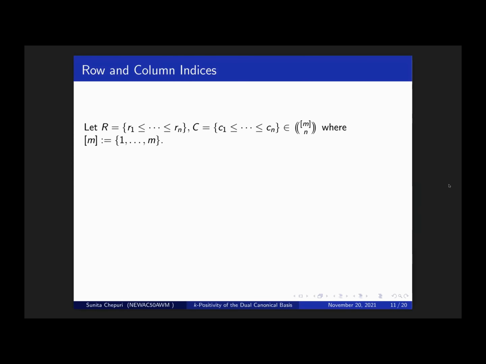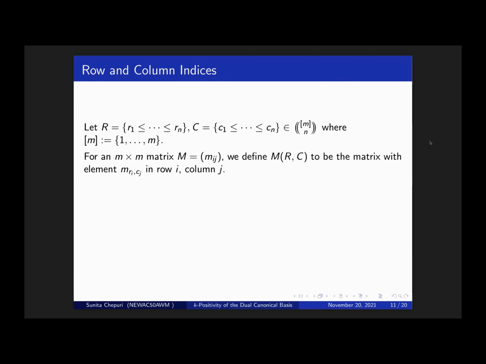Okay, so in order to state the relationship between the Kazhdan-Lusztig immanants and the dual canonical basis, we need some notation. We're going to always let R be an n element multiset of the set 1 through m, where the elements are listed in increasing order, and same thing for C.